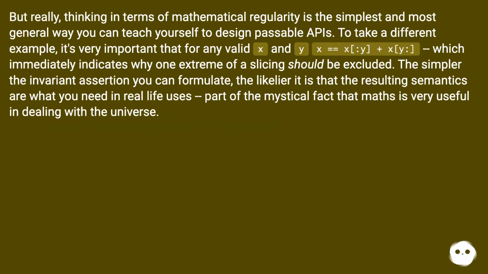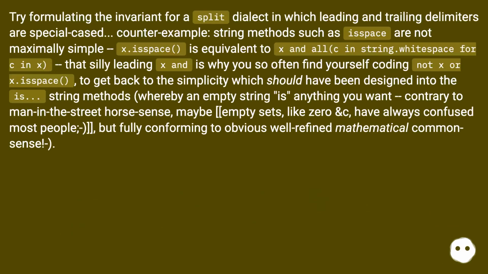But really, thinking in terms of mathematical regularity is the simplest and most general way you can teach yourself to design passable APIs. To take a different example, it's very important that for any valid x and y, x equals x[:y] plus x[y:], which immediately indicates why one extreme of a slicing should be excluded. The simpler the invariant assertion you can formulate, the likelier it is that the resulting semantics are what you need in real-life uses, part of the mystical fact that maths is very useful in dealing with the universe. Try formulating the invariant for a split dialect in which leading and trailing delimiters are special cased.